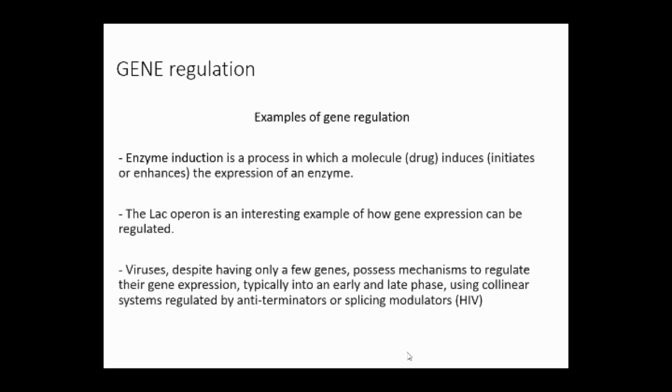Viruses, despite having only a few genes, possess mechanisms to regulate their gene expression, typically into an early and late phase, using a collinear system regulated by anti-terminators or splicing modulators, as in HIV. So that's all for the mutation and gene regulation.